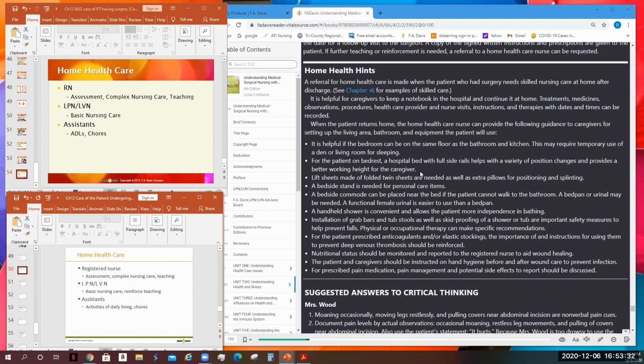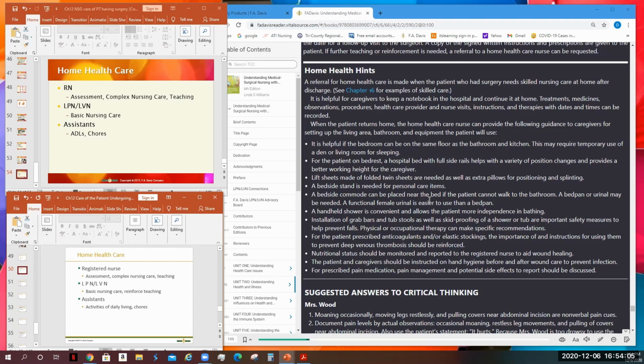Lift sheets made of folded twin sheets are needed, as well as extra pillows for positioning and splinting. A bedside stand is needed for personal care items. A bedside commode can be placed near the bed if the patient cannot walk to the bathroom. A bedpan or urinal may be needed. A functional female urinal is easier to use than a bedpan.